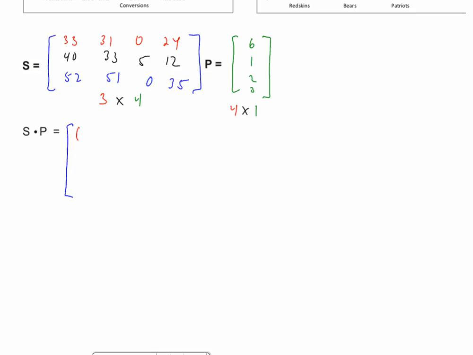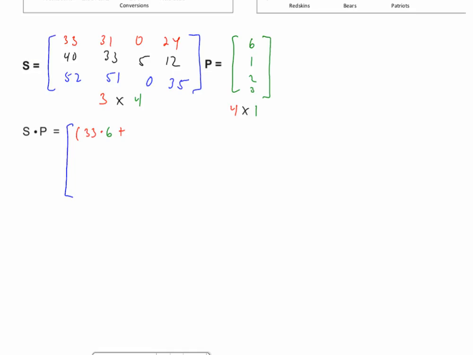So the first one would make sense. We're going to go 33 times the 6. And I'm going to keep trying to switch my colors here to make sense for you. So we took the first one, the 33, times the first one, the 6. I'm going to go back to red again, because what I'm going to do is work all the way across the top row. And I need a plus sign here.